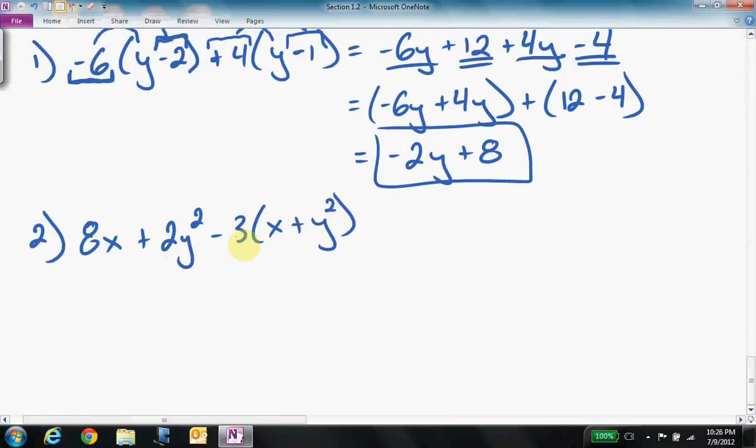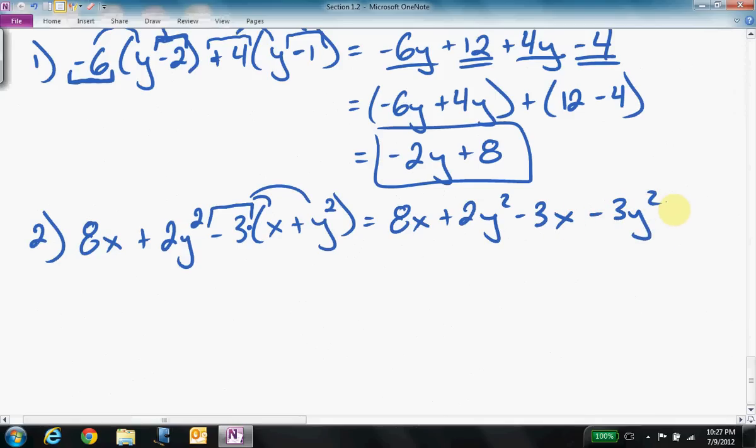So going on to the multiplication, and I see that here. It's our little distributive property, so that's where we will start with distribution. So I'm going to rewrite my 8x plus 2y squared. I'm going to distribute my negative 3 to my x and to my y squared. So I'll have minus 3x minus 3y squared. And just like in the previous problem, we're going to group our like terms. So I see 8x minus 3x. I'm going to add that to 2y squared minus 3y squared.